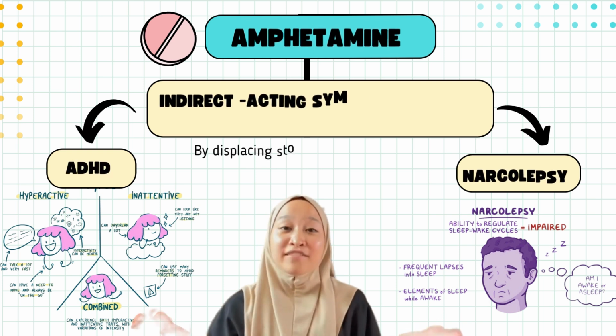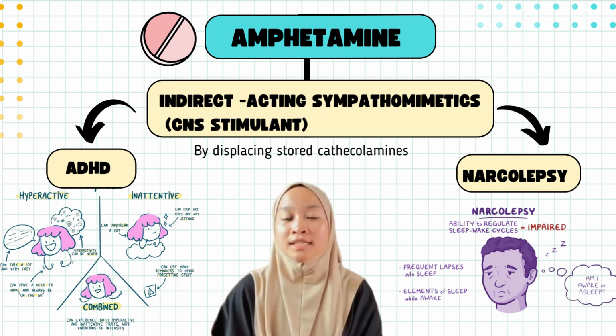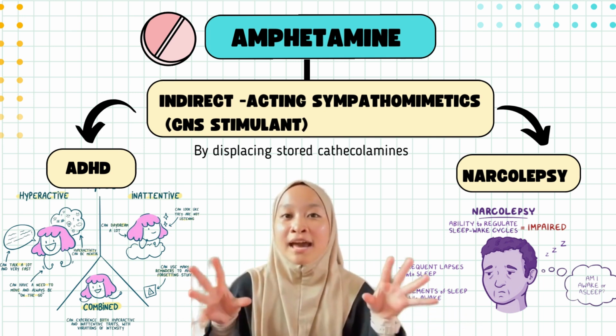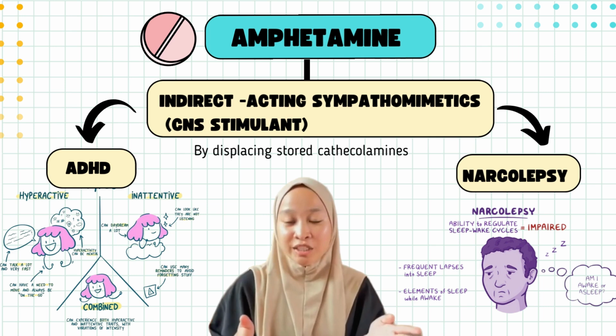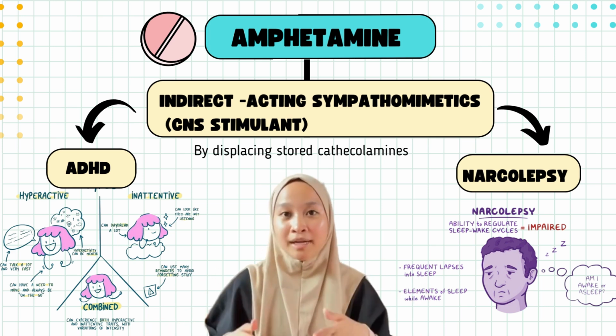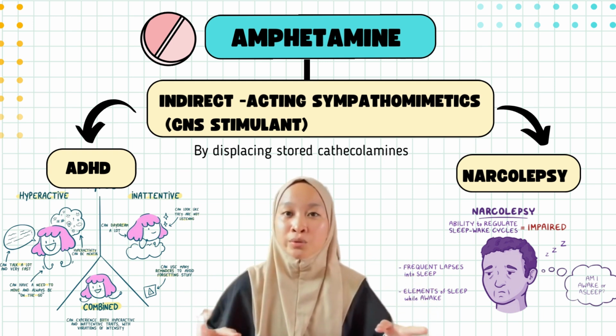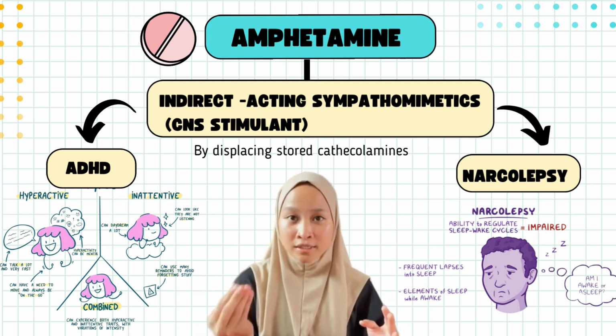So, what is amphetamine? Amphetamine is an indirectly acting sympathomimetic, which is a stimulant drug. We use amphetamine mostly in ADHD. What is ADHD? ADHD is attention deficit hyperactivity disorder, which is the most common mental disorder in children. So, we use this drug to increase their focus.